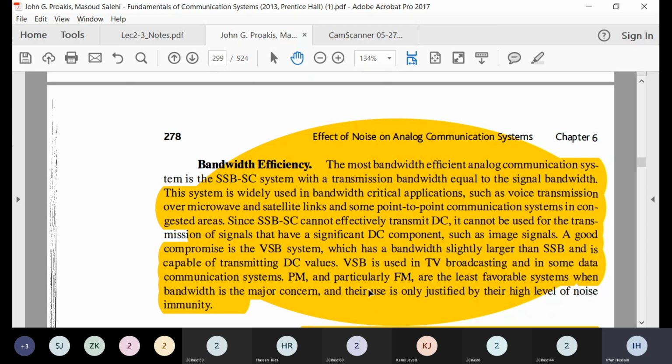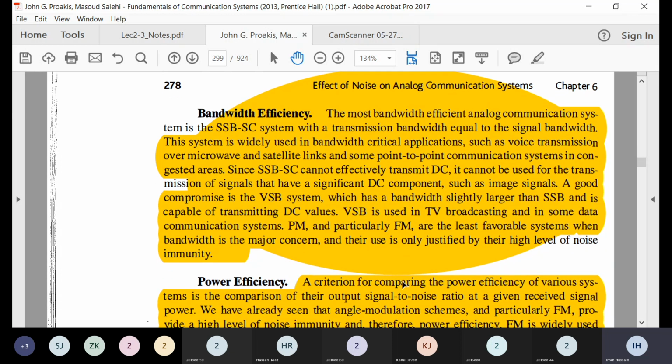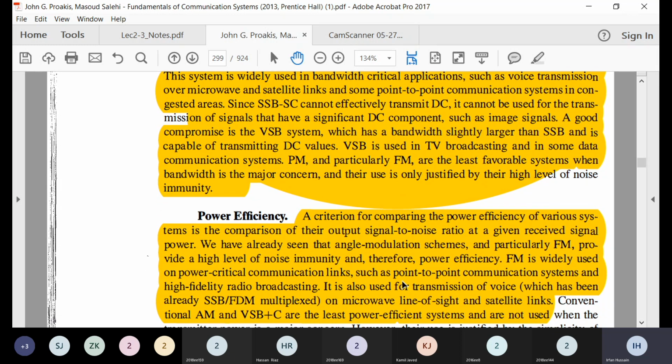And yes, PM and FM are not favorable because we have just seen that their bandwidth is 2 times beta plus 1 times W, so their bandwidth is very large, and it cannot be justified for a bandwidth efficient system. But if you have a very high requirement of fidelity or transmission quality, very little noise, then you might be able to justify the usage of PM and FM, because of their good noise immunity.